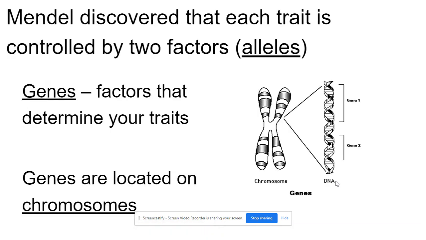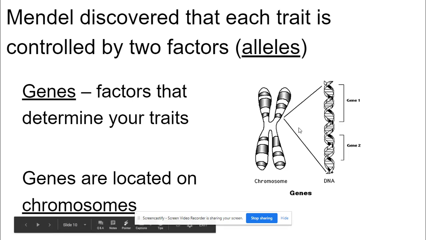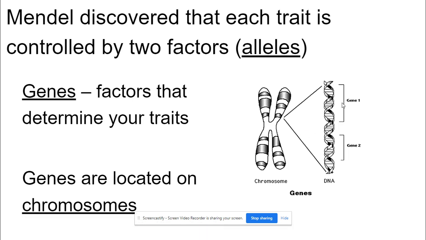So Mendel discovered that each trait is controlled by two factors. Those factors are alleles. And this should be a recap for you. Genes are factors that determine your traits, and genes are located on chromosomes. So we have a picture here of a chromosome, and there's a different segment, and that segment is like gene 1 might have been for flower color, and gene 2 may have been for plant height, and that would be segments of DNA. And then you have 2 copies. You have 1 copy from your mom and 1 copy from your dad.